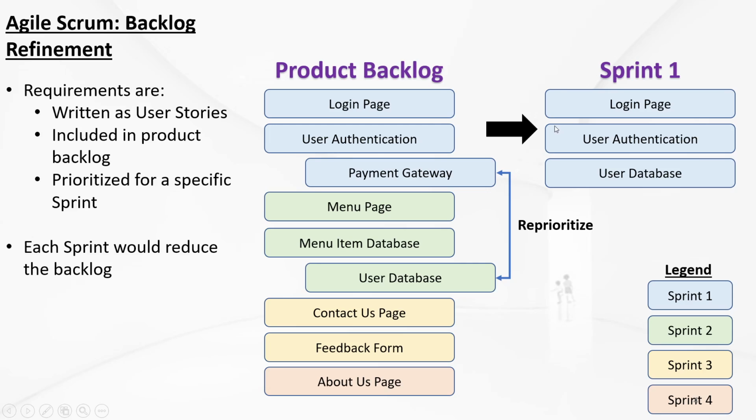Do note that every sprint will clear the product backlog, and it will make the list shorter and shorter. As you can see here, after sprint 1, there will only be 6 user stories remaining out of the 9 initial user stories.